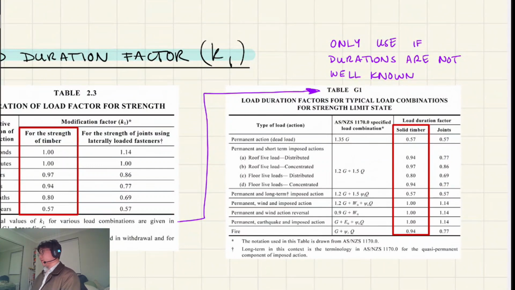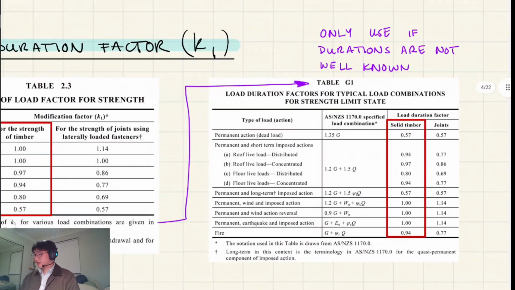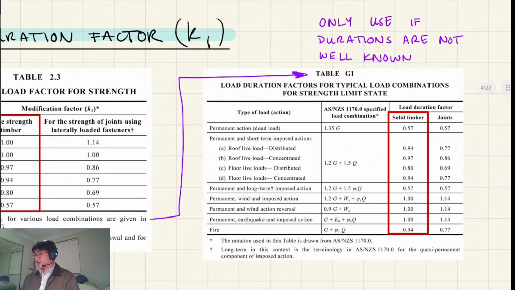So if, in real life, you're applying this knowledge and you run into a scenario where the durations of the loads are not well known, here's where we refer to the timber standards appendix. So Appendix G. They basically tell you which K1 factor you should use, depending on the load combination, right?